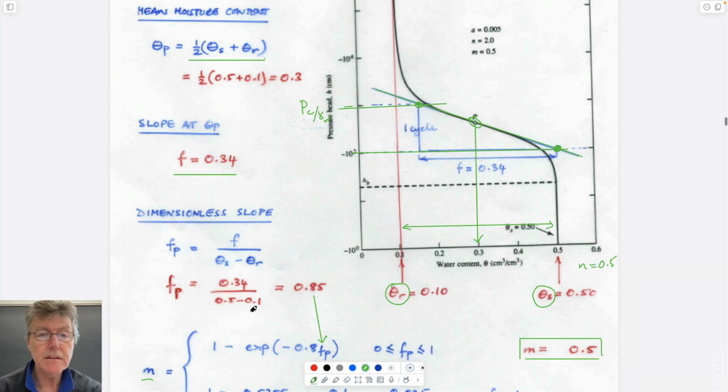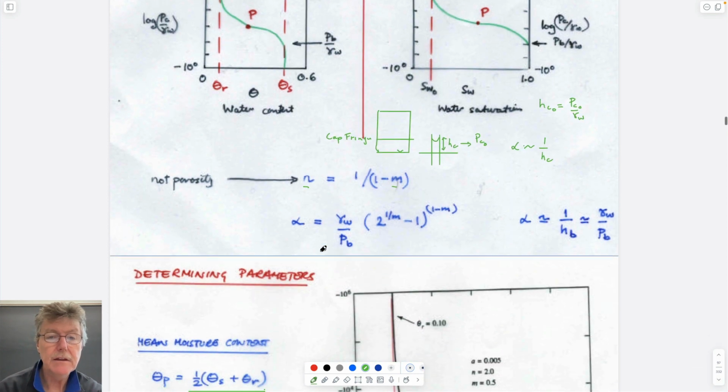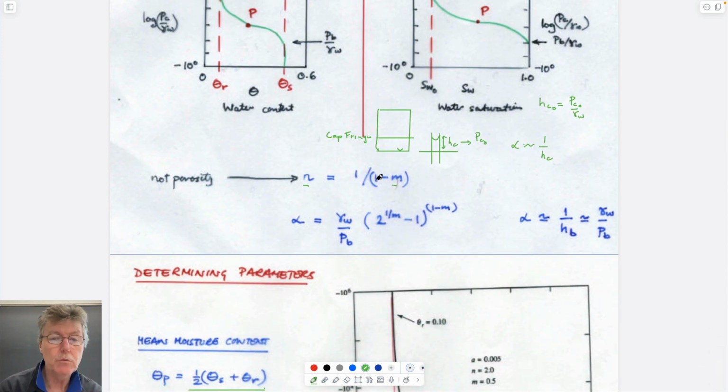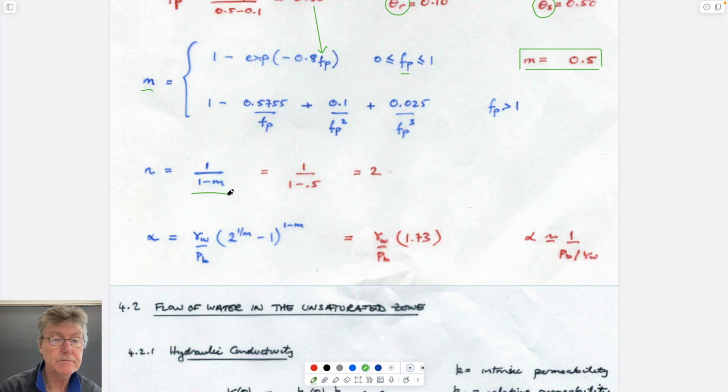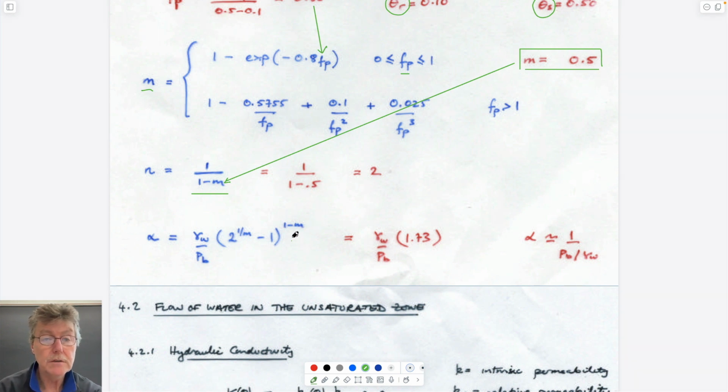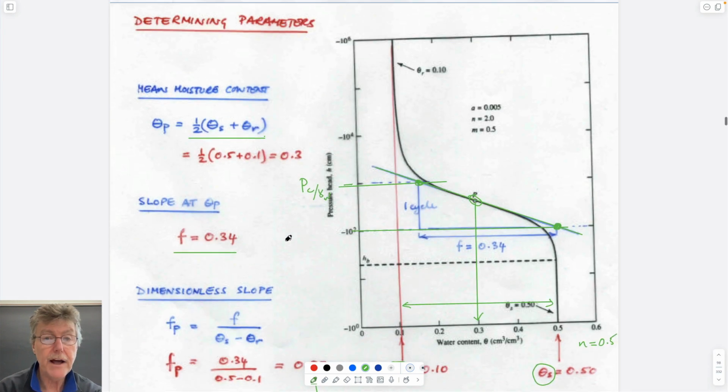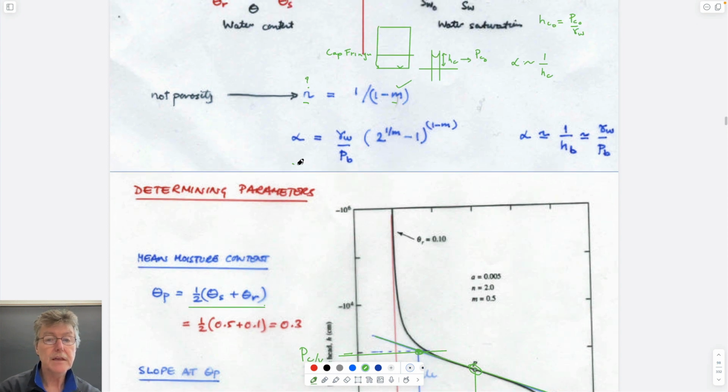If we want to get the value of n, n is equal to 1 over 1 minus m. So to get this, we need to know what m is. And so that's exactly this. We know this value here, I guess, is this. And so if we do that math, we end up with 2. And we also get this expression for alpha being equal to this.